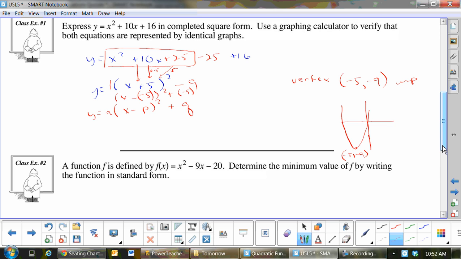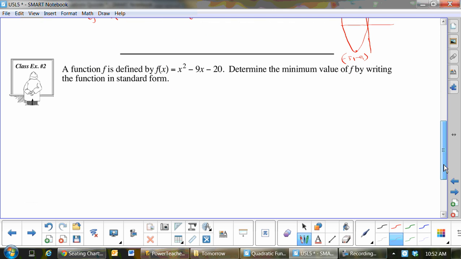Now, let's do another one. So y equals x squared minus 9x, leave some room, and then minus 20. Now, everybody do it in their head. What am I going to plus and minus? Okay, and don't say it out. I want to pick somebody. What are the numbers I'm going to add, subtract? Because I want a perfect square. I want to make a perfect square, and I don't want to change the equation.